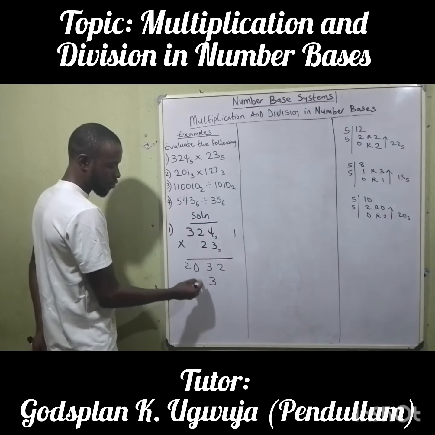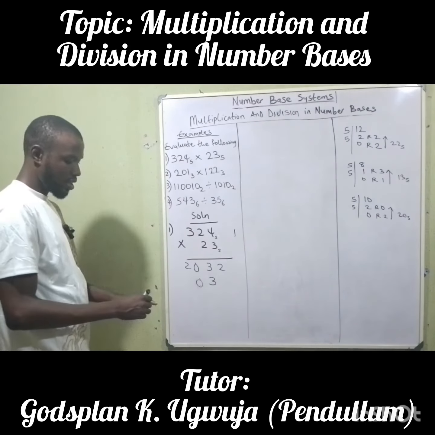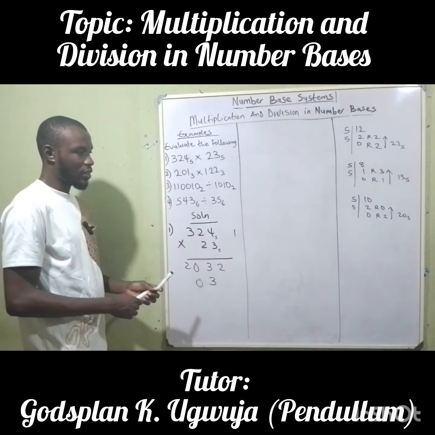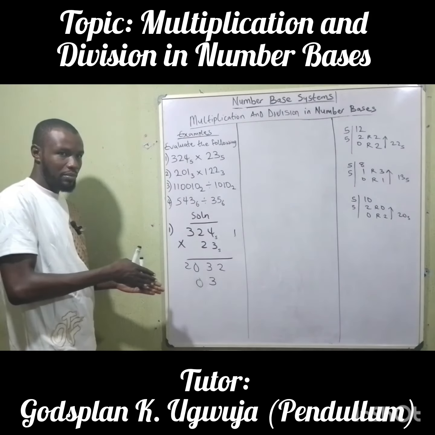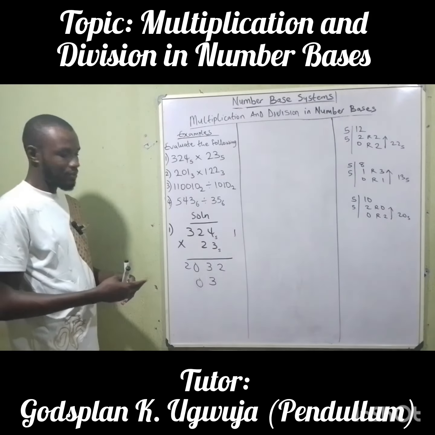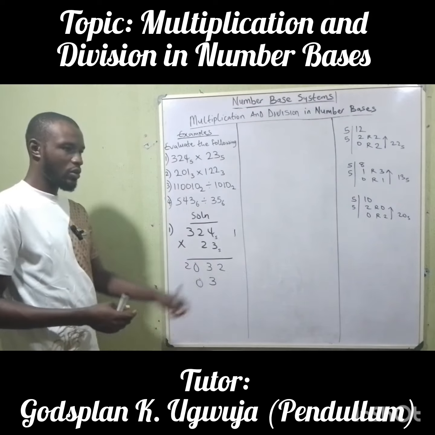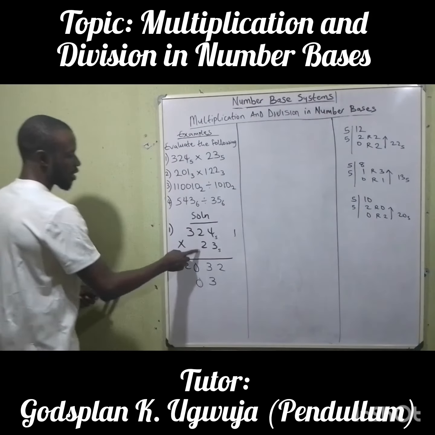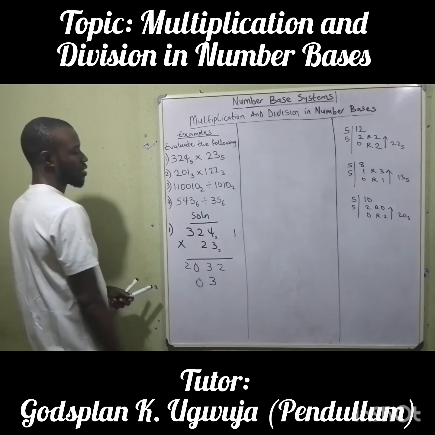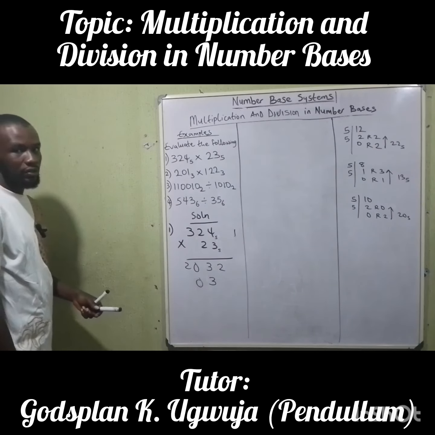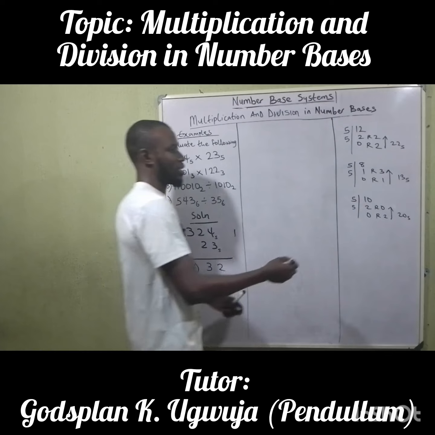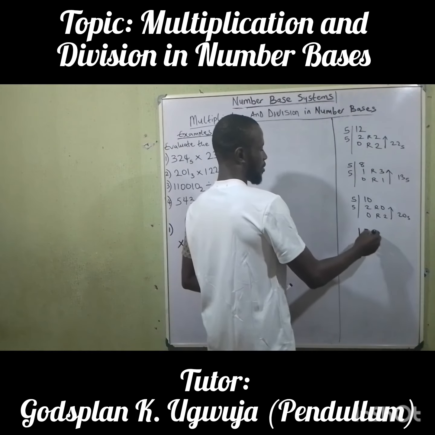Please don't get confused. 5 in base 5 is 0, carry 1. Any number converting to the same base is 10, so that's 0, carry 1. Then 3 times 2 is 6, plus 1 is 7. So we need to convert 7 to base 5.